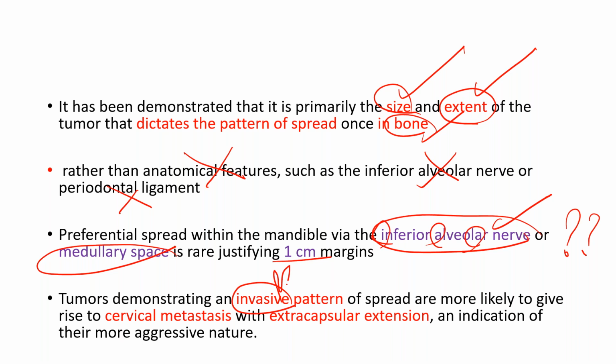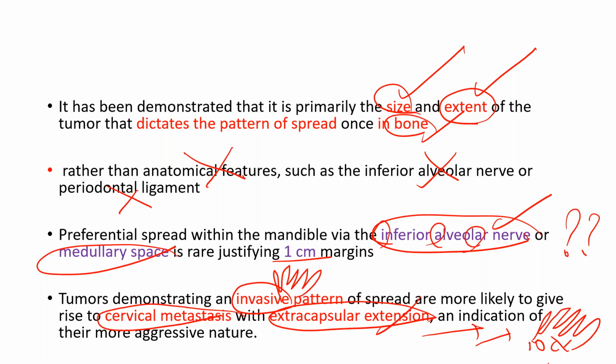The invasive pattern, if they are there like fingers, is more likely to give cervical metastasis with extracapsular extension. Cervical metastasis with extracapsular extension is more common in the invasive pattern. As it goes deeper and deeper, it becomes invasive. There are no osteoclasts in invasive.